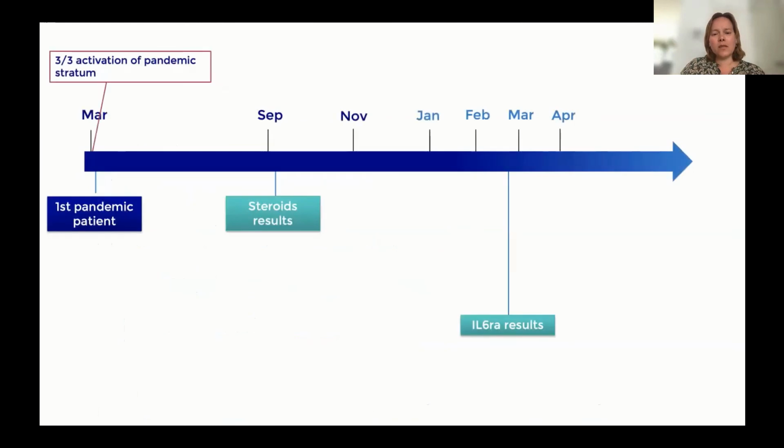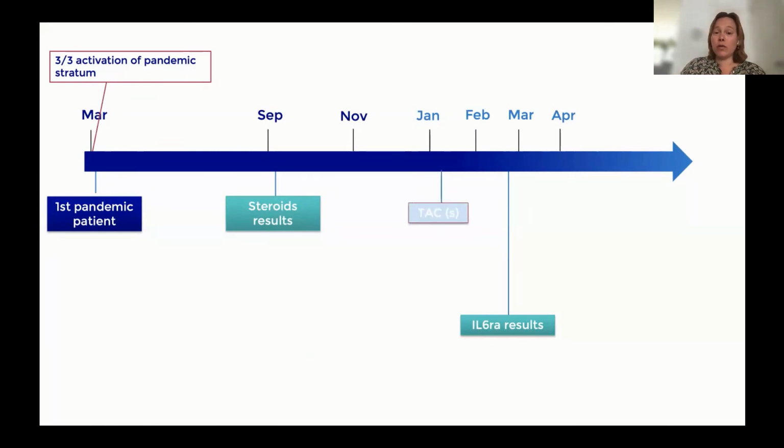This is a timeline of the accomplishments of the trial. So again, I think we were quite early because we had the pandemic appendix done and we activated that pandemic strata early on the 3rd of March. And a couple of days later, the first pandemic patient was included and we published the results from the steroid domain in September 2020 and the results for tocilizumab and sarilumab end of February of this year.